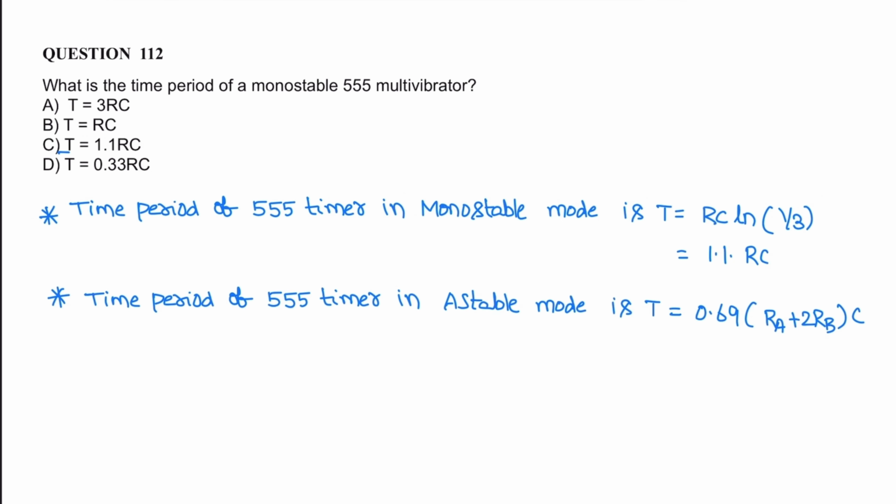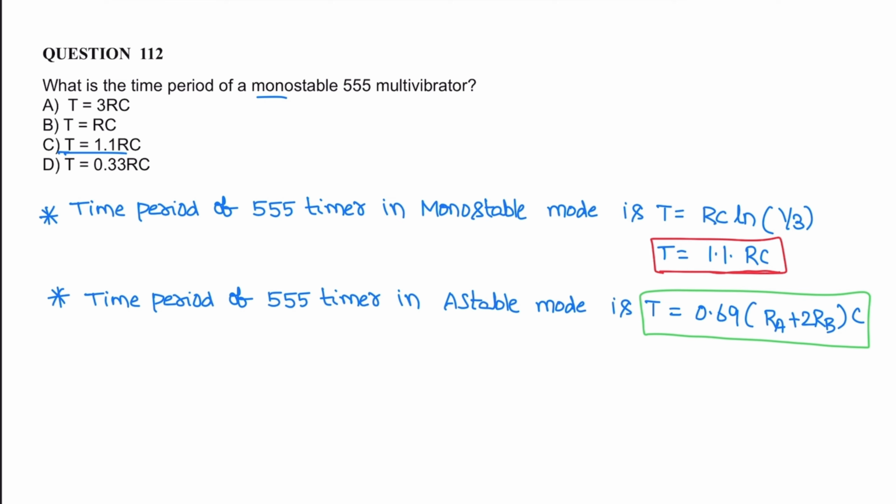What is the time period of a 555 multivibrator operating in monostable mode? Its time period is ln 3 times RC, that is 1.1 RC. So the time period of a 555 timer in monostable mode is 1.1 RC seconds. Whereas the same 555 timer operating in astable mode has a time period of 0.69 times (RA plus 2RB) times C. For the monostable multivibrator, the time period is 1.1 RC. So the correct option is C.